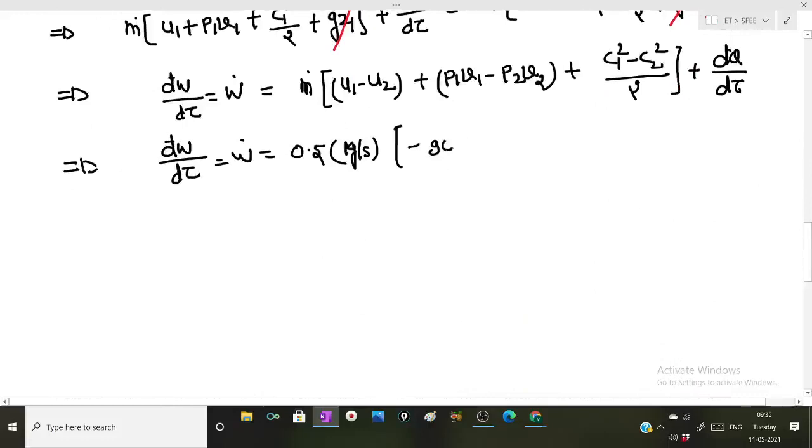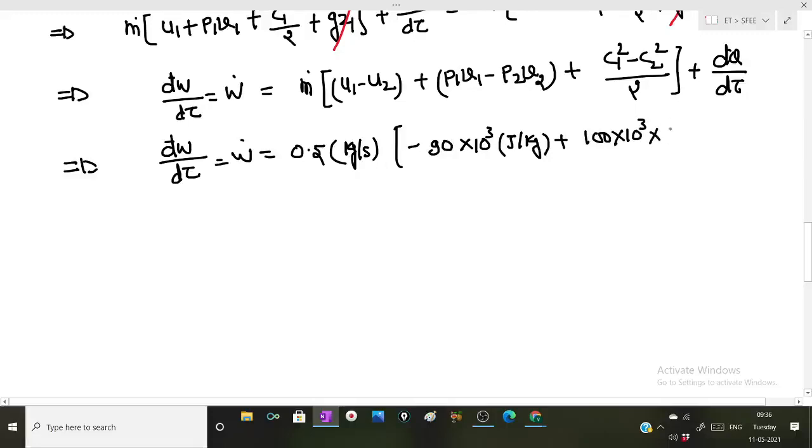Minus 90. And I am taking the unit. See, the unit of U2 minus U1 is given as kilojoule per kg, so I am taking the kilo into consideration. So the unit of U1 minus U2 I am taking as joule per kg. Similarly, pressure P1 is given as 100 kilopascal, so I am taking 100 into 10 to power 3.